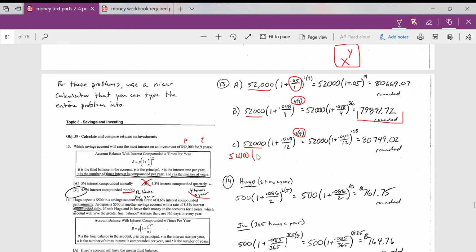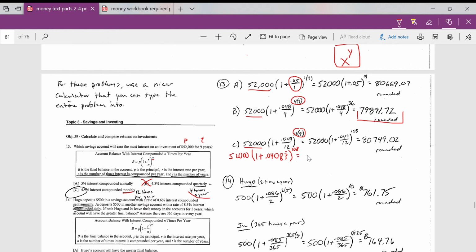So the first thing I do is I'm going to divide this 0.049 and I'm going to divide it by 12, and that's going to give me 0.0040833, and then the 3 just keeps repeating, so a bunch of 3's. And that's still to the 108th power.